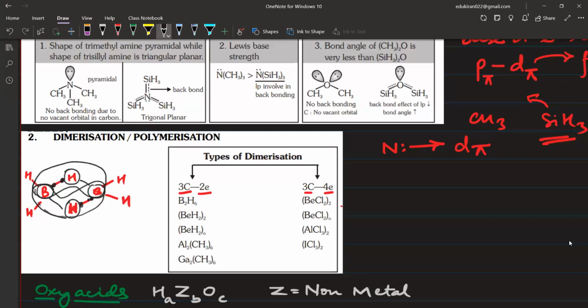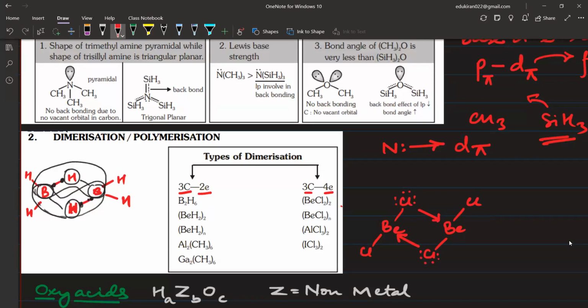Next, we have 3 centers and 4 electrons, in which you can see an example of BeCl2. In the example of BeCl2, please see, you have beryllium, beryllium. You have here chlorine, here chlorine, here chlorine, and here chlorine. So this is BeCl2, BeCl2. Now they are going to dimerize, and this chlorine, since it has lone pair electrons, can donate to beryllium like this. This chlorine also has lone pair electrons. It can donate electrons to beryllium.